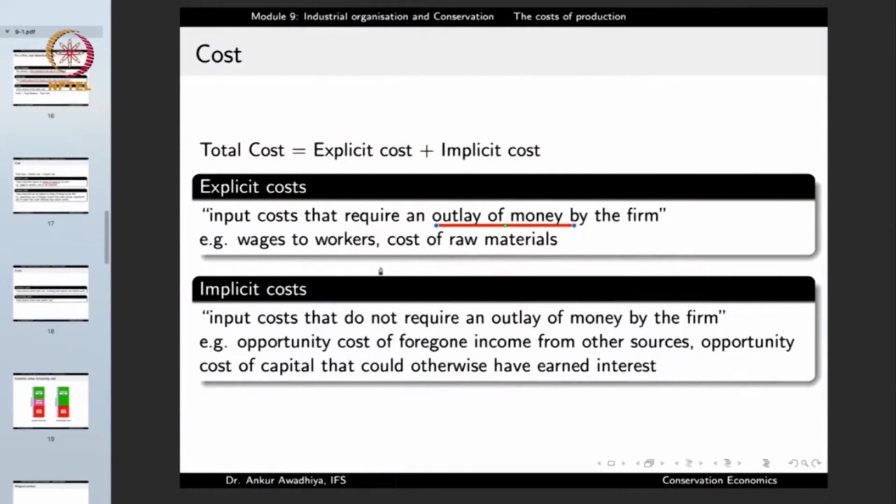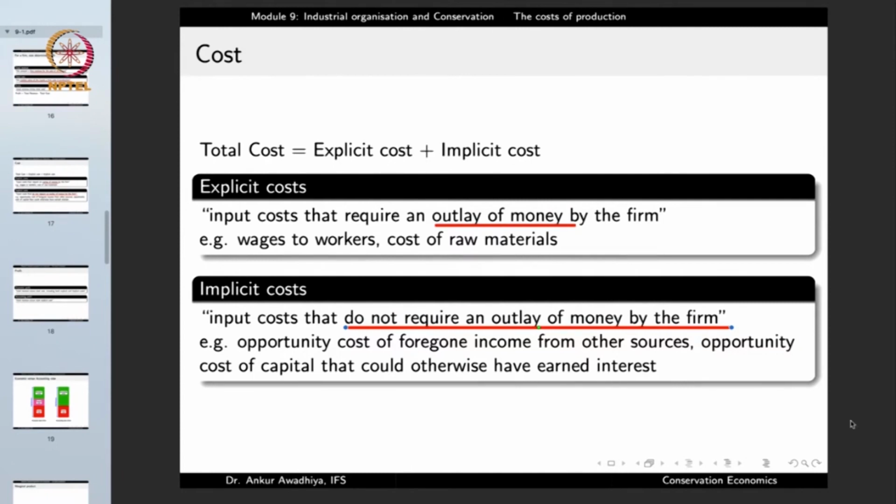Implicit costs are input costs that do not require an outlay of money by the firm. So these still are costs, but they do not require an outlay of money. Example, the opportunity cost of foregone income from other sources, the opportunity cost of capital that could otherwise have earned interest.